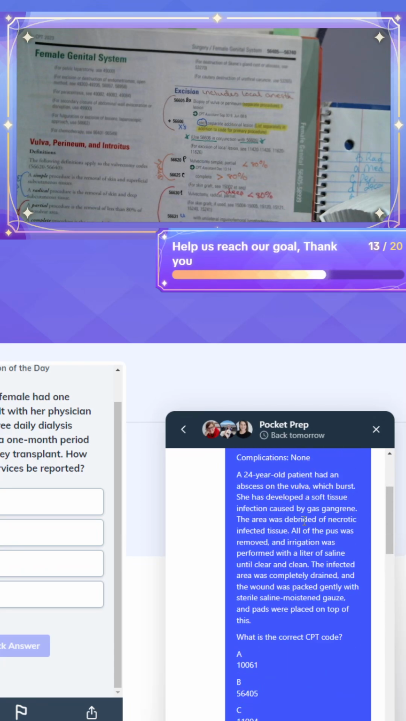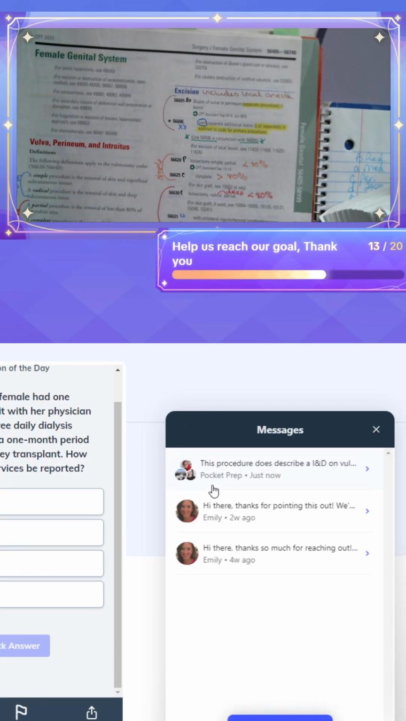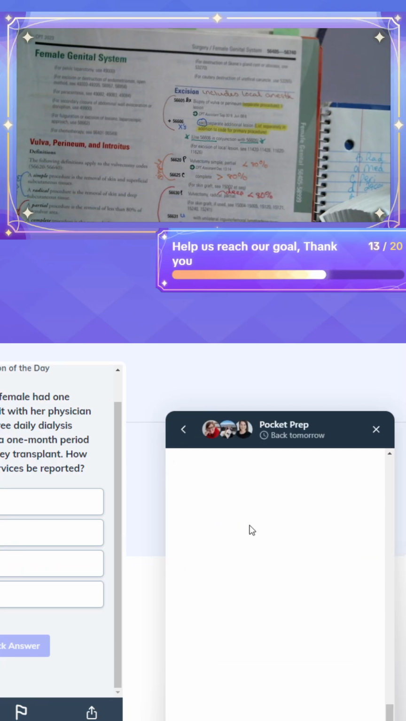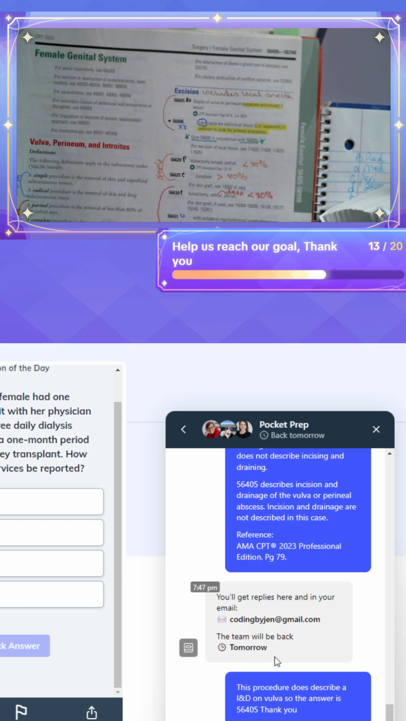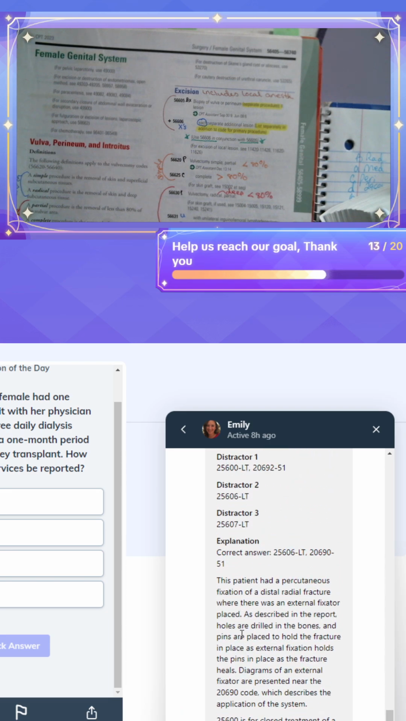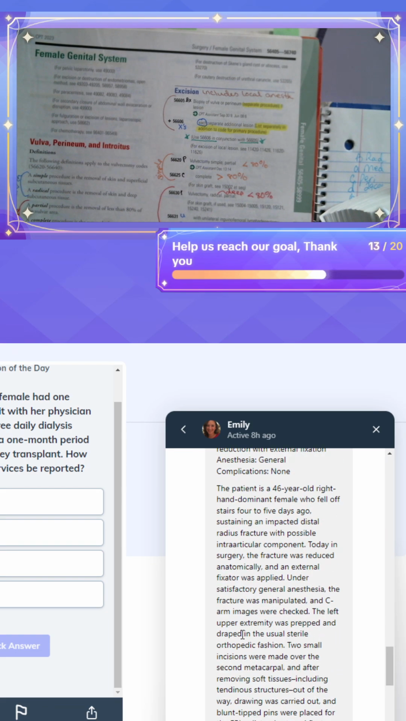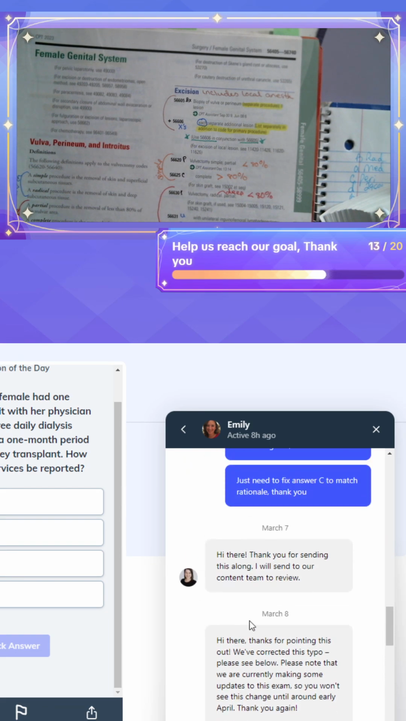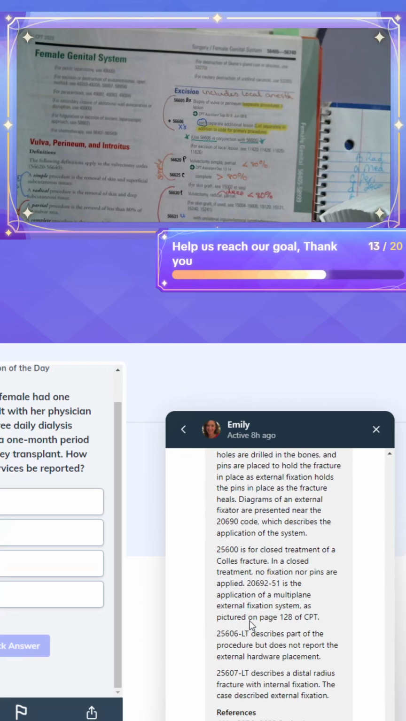But yeah, I've got plenty of messages here. They worked on this one and they're going to have that fixed. And let's see, what's another one? This one right here. This was one of the musculoskeletal ones that we asked them to fix, and they did, and they have it corrected here.